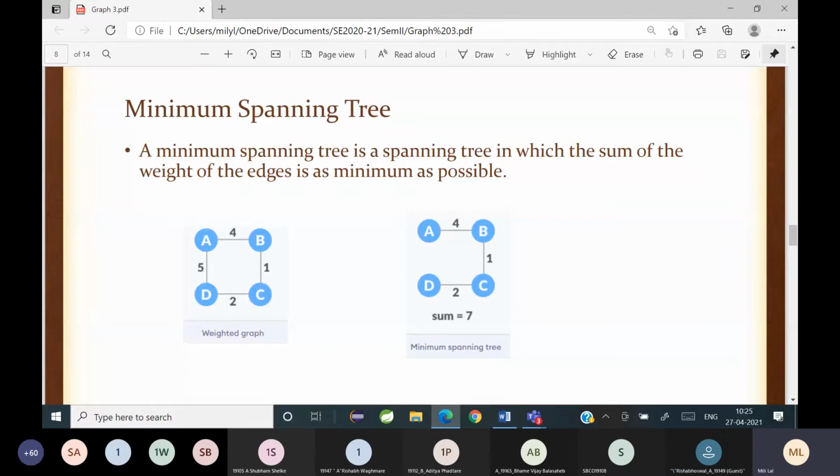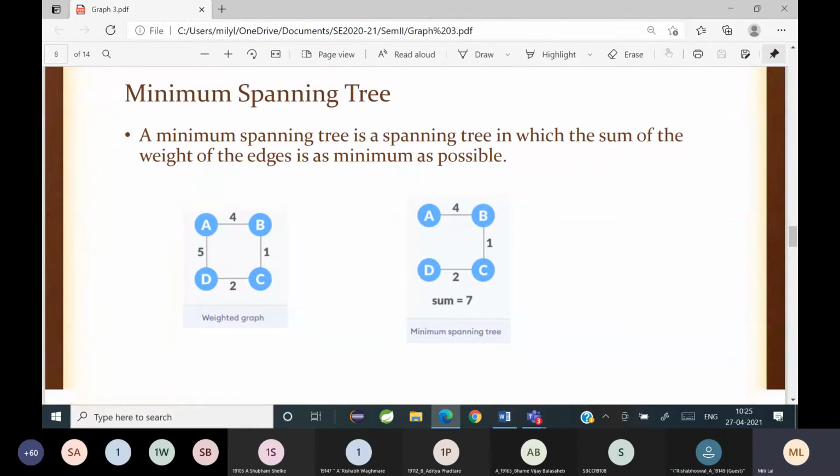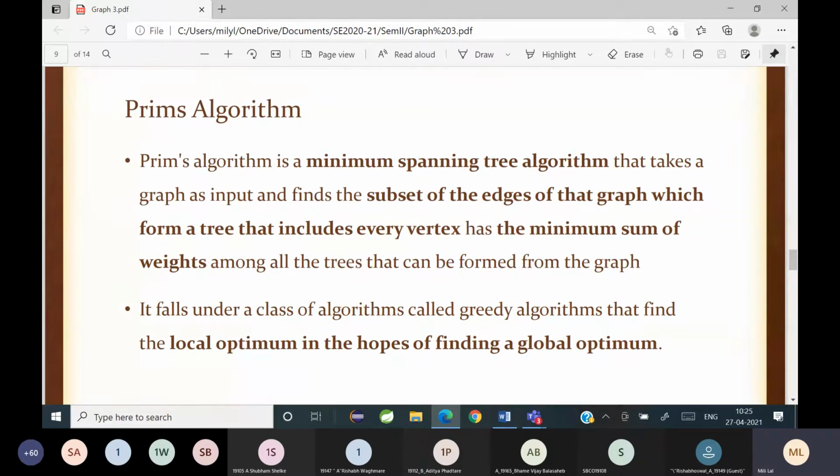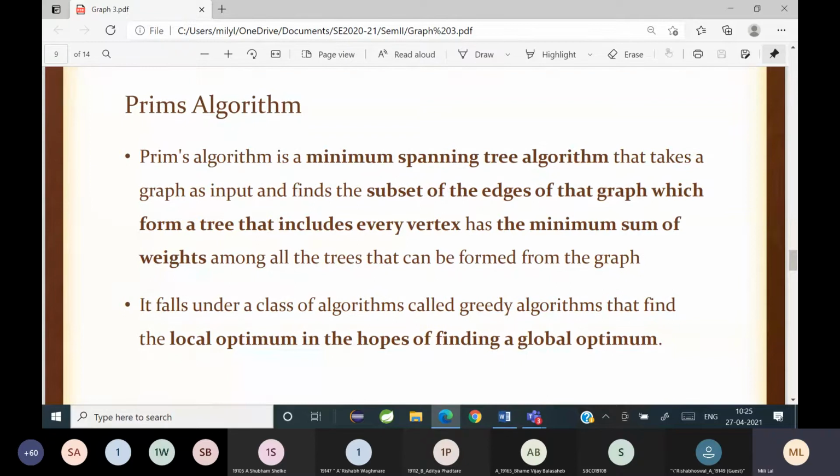Yes, ma'am. Okay, so an example algorithm under the minimum spanning tree which we learned was Prim's algorithm. So we shall go through it. So what is Prim's algorithm? Prim's algorithm is a minimum spanning tree algorithm. So we know that a minimum spanning tree follows the greedy strategy. Prim's algorithm takes a graph as input, finds a subset of edges of that particular graph in the form of a tree which includes every vertex and has the minimum sum of weight. So that is our solution to our problem statement.